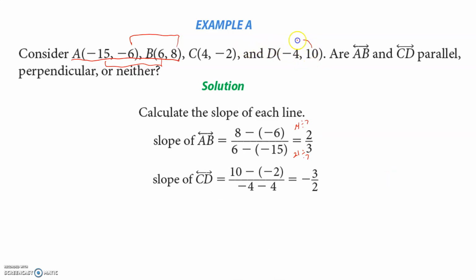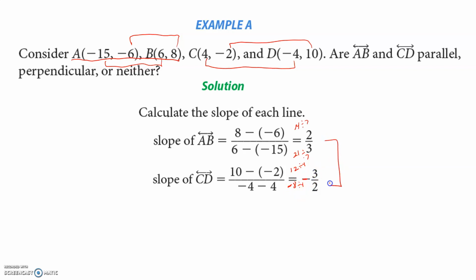So for CD, 10 minus negative 2, and then the x's on the bottom, negative 4 minus 4. So the top is going to be a 12, and the bottom is going to be a negative 8. So when I divide by 4, I get a 3 on the top, and I divide by 4, I get a 2 on the bottom, and then that negative sign is there.